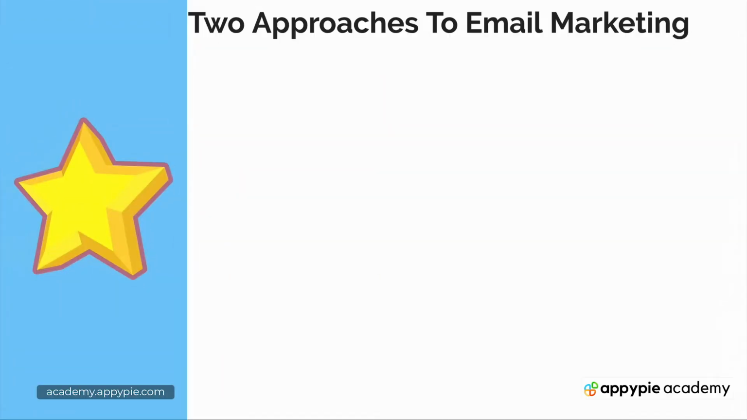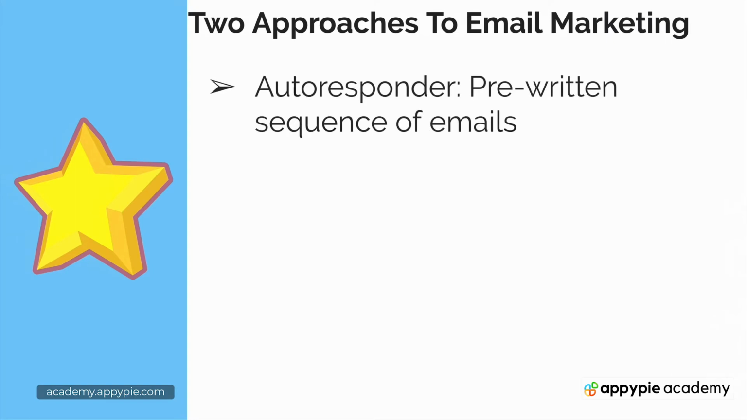There are two approaches. Which one is right for you? What's the difference? We'll start with the autoresponder. It's very simple. It's a pre-written sequence of emails that you can send out to your new email signups whenever you want, maybe on an interval of like daily, weekly, monthly, however you want. The key point about it is that it's not smart.